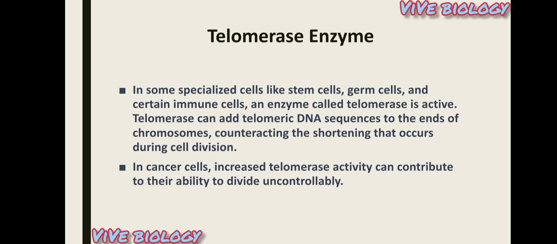Now let's talk about the telomerase enzyme. How do we counter this aging? In certain specialized cells such as stem cells, germ cells, and specific immune cells, an enzyme called telomerase is active. Telomerase has a unique ability to add telomeric DNA sequences to the ends of chromosomes. This action counteracts the shortening of telomeres that occurs during normal cell division.